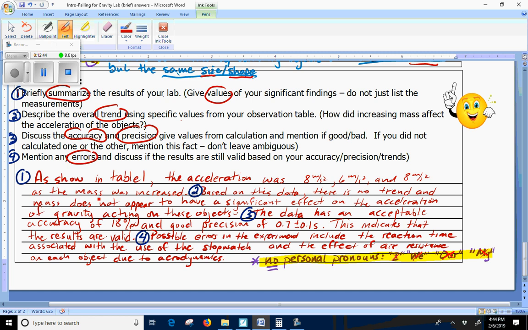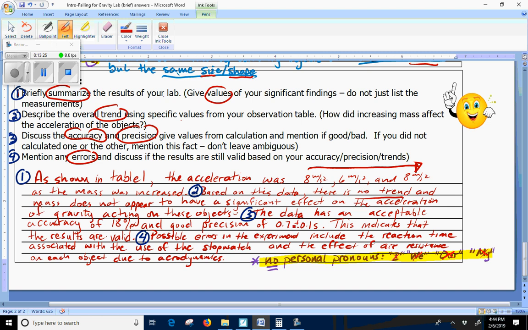So here's an example. What I want to start with is, as shown in table 1, the acceleration was 8 meters per second squared, 6 meters per second squared, and 8 meters per second squared as the mass increased. So you're telling me what happened based on the table. Based on this data, there's no overall trend, and the mass does not appear to have a significant effect on the acceleration of gravity. So it does make sense that as my mass increases, really there is no change in the acceleration. Yeah, this middle value is off a little bit. That's probably because of measurement errors.